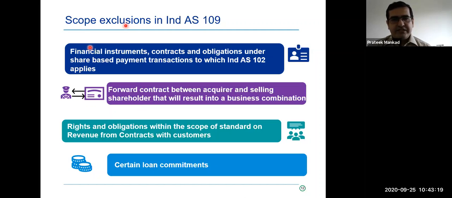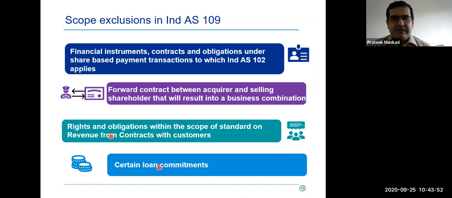Rights and obligations arising in Ind AS 115, again out of scope. So as we said, if there is work in progress, first go to Ind AS 115. If Ind AS 115 covers the guidance, account for it. But if there is unbilled revenue, for example, Ind AS 115 may tell you that you come back to Ind AS 109, especially if the billing is only a formality.